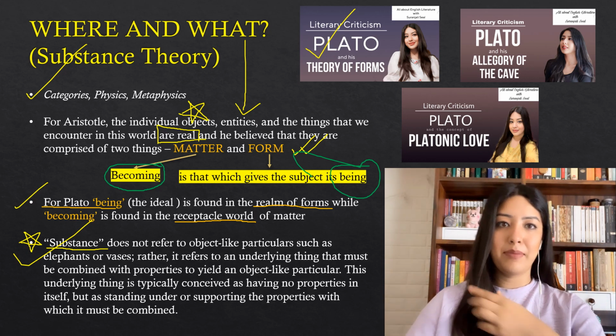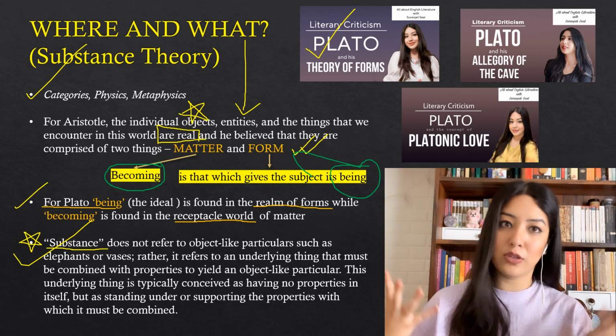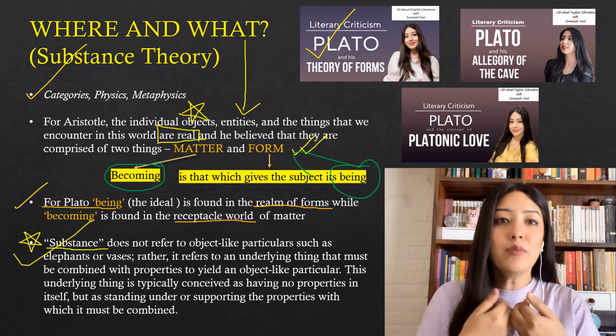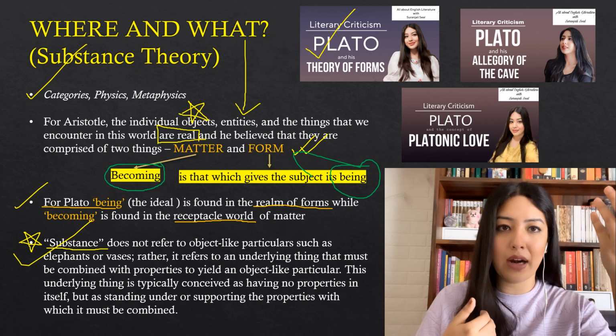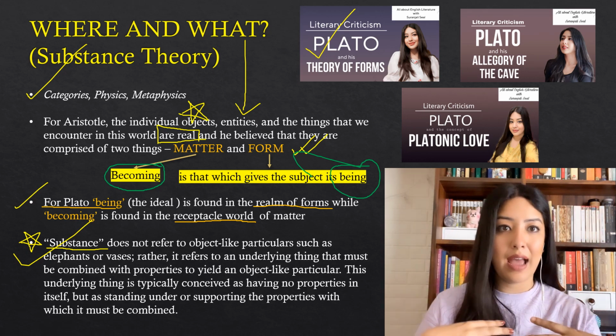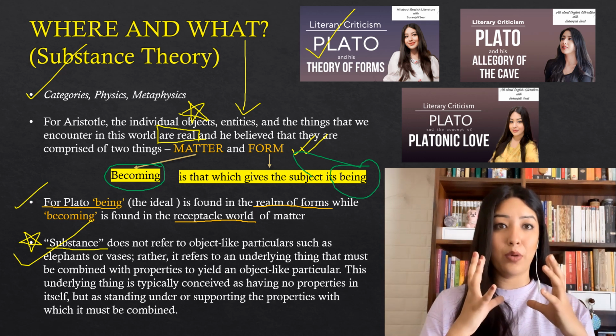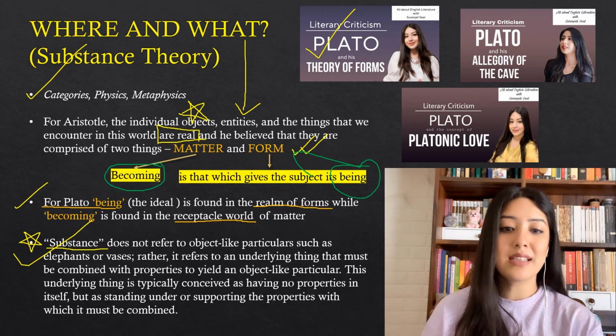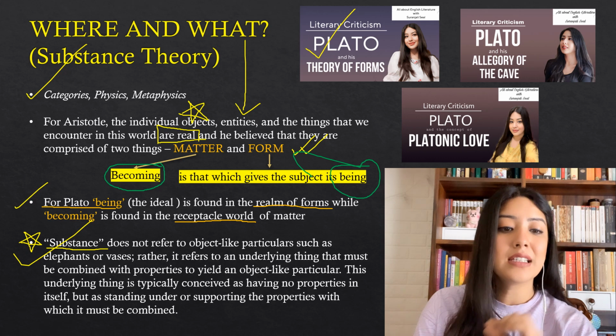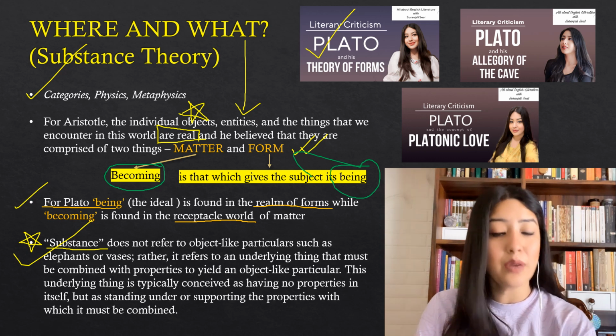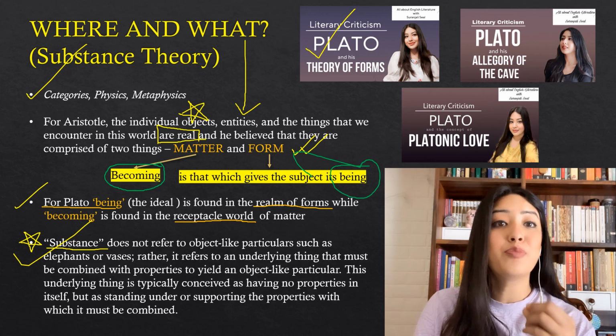I am a human being, and suppose I have cells, that's also a substance. I have qualities, emotions, cognitive power. Everything makes me who I am today. Who I am today is because of these different qualities that make me who I am. It's not just one thing. So he says, substance refers to an underlying thing that must be combined with properties to yield an object-like particular.